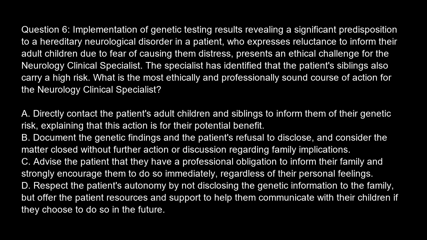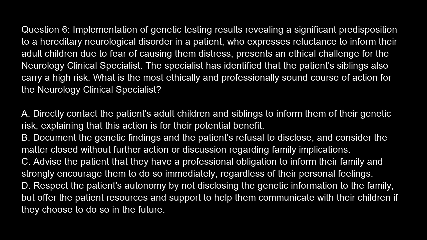Option A. Directly contact the patient's adult children and siblings to inform them of their genetic risk, explaining that this action is for their potential benefit. Option B. Document the genetic findings and the patient's refusal to disclose, and consider the matter closed without further action or discussion regarding family implications.